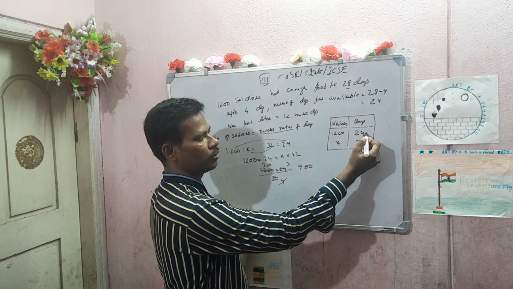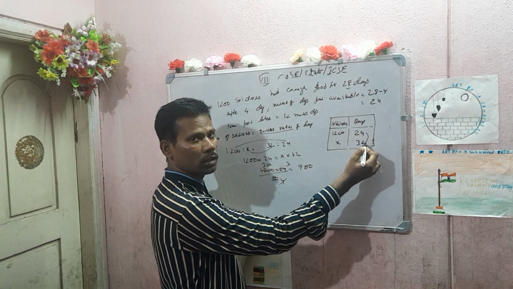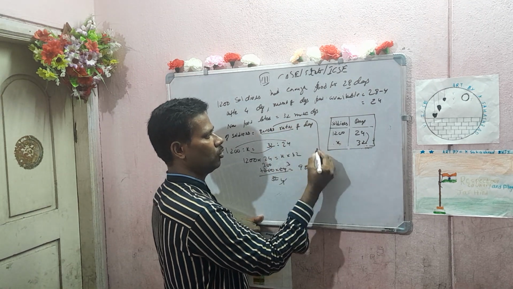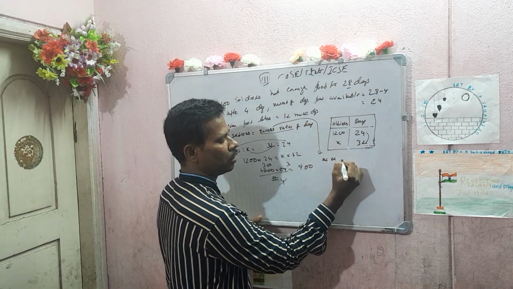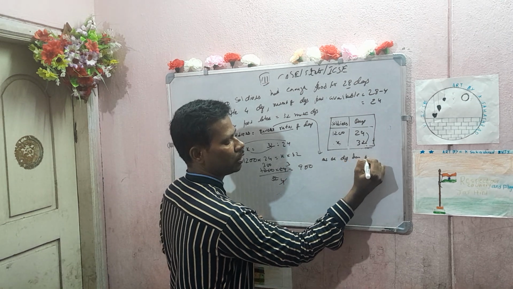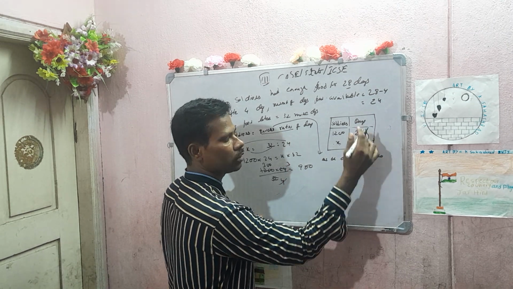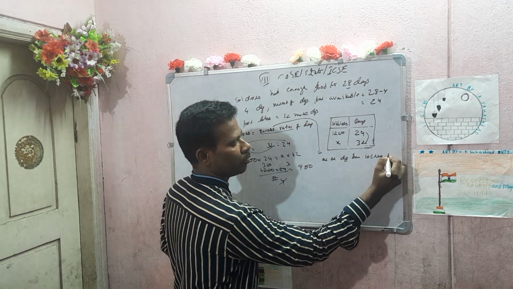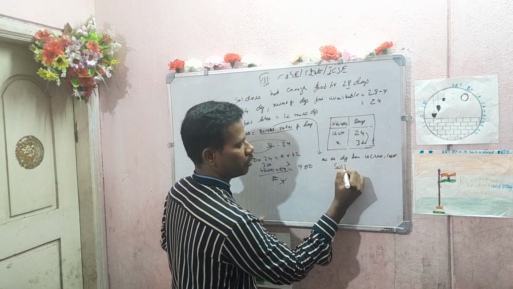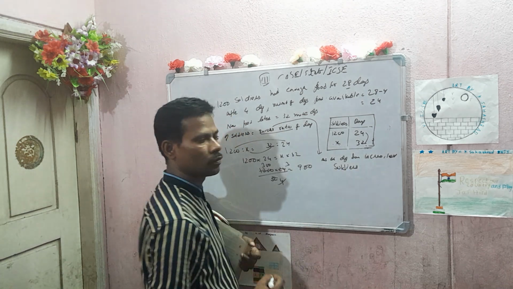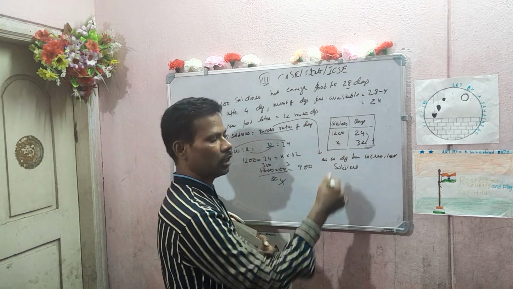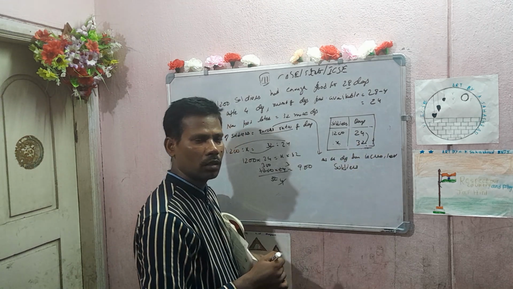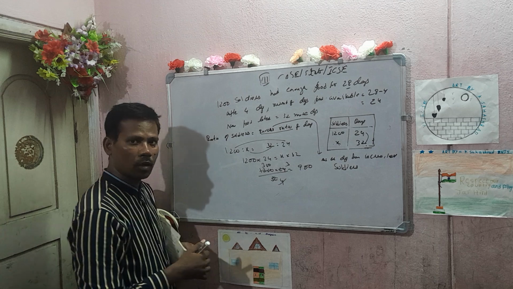See here, days are increased from 24 to 32, so the number of soldiers will be less. Here it is the inverse ratio of days. If the days are increasing, fewer soldiers will be there, because fewer soldiers can eat for more days.